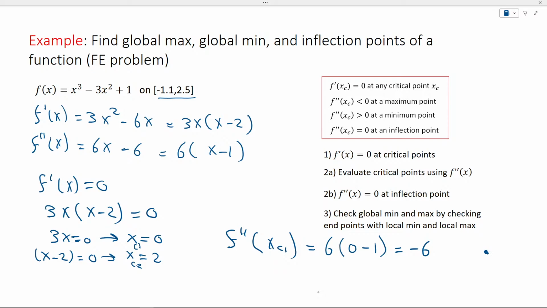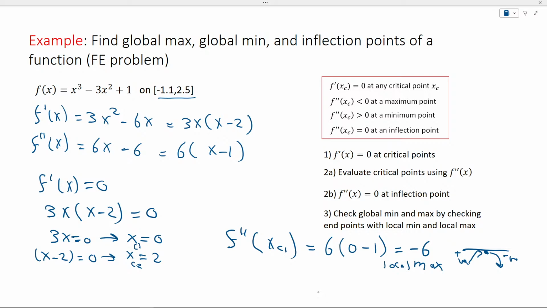After this point, the slope is negative, which means the slope before it was positive. So this is positive, and this is negative. This means I'm curving in this direction, which means that this is a maximum. This is a local max.